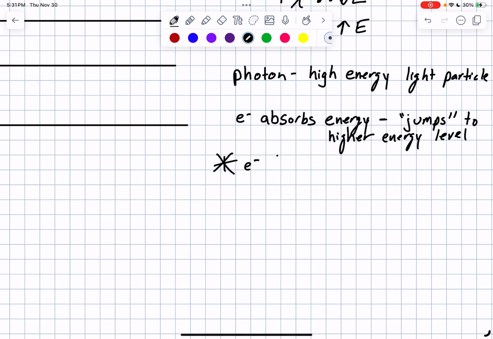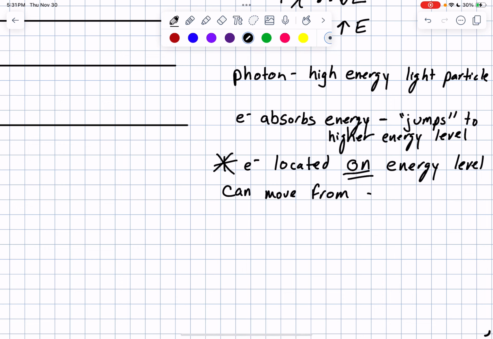So the electron is located on an energy level and can move from one energy level to another. I'm just going to put EL for energy level. But never between energy levels.